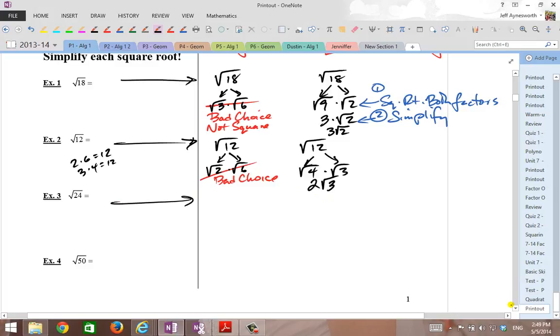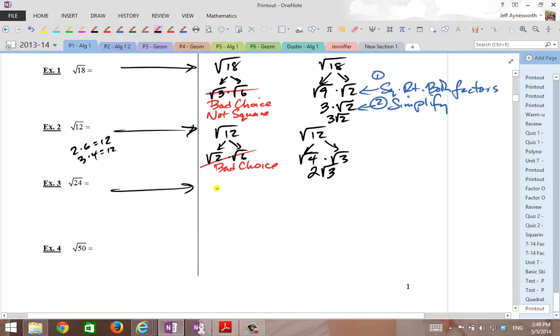All right, let's try another one. Let's try the square root of 24. We're going to split that root. Now we know that 2 times 12 is 24. I know that 3 times 8 is 24. I know that 4 times 6 is 24. Why? Because you know your multiplication tables, right?